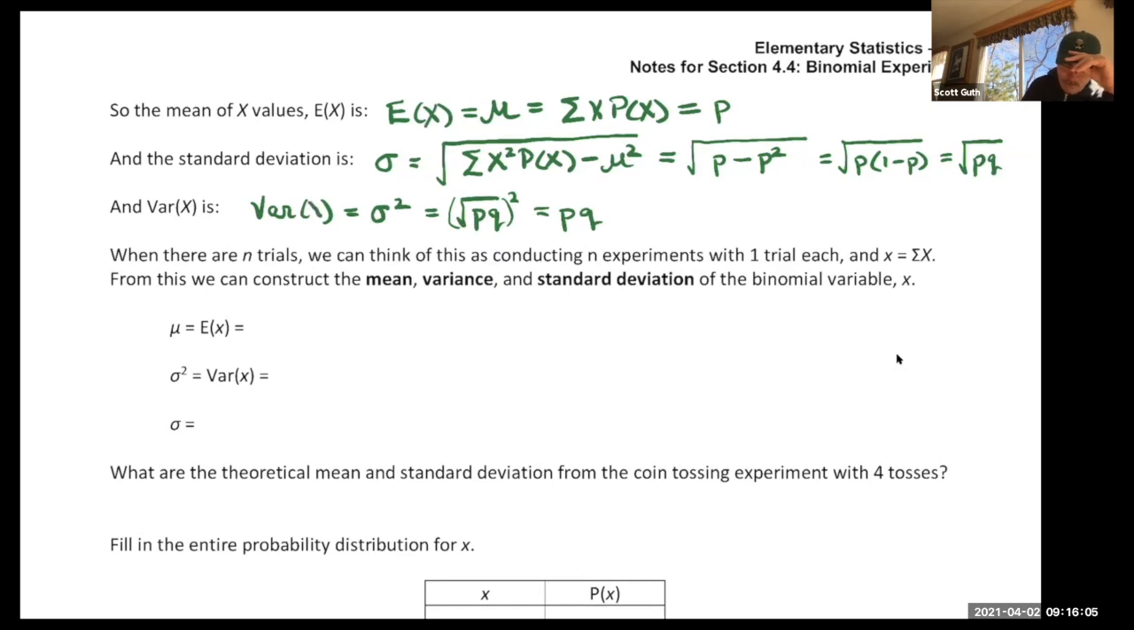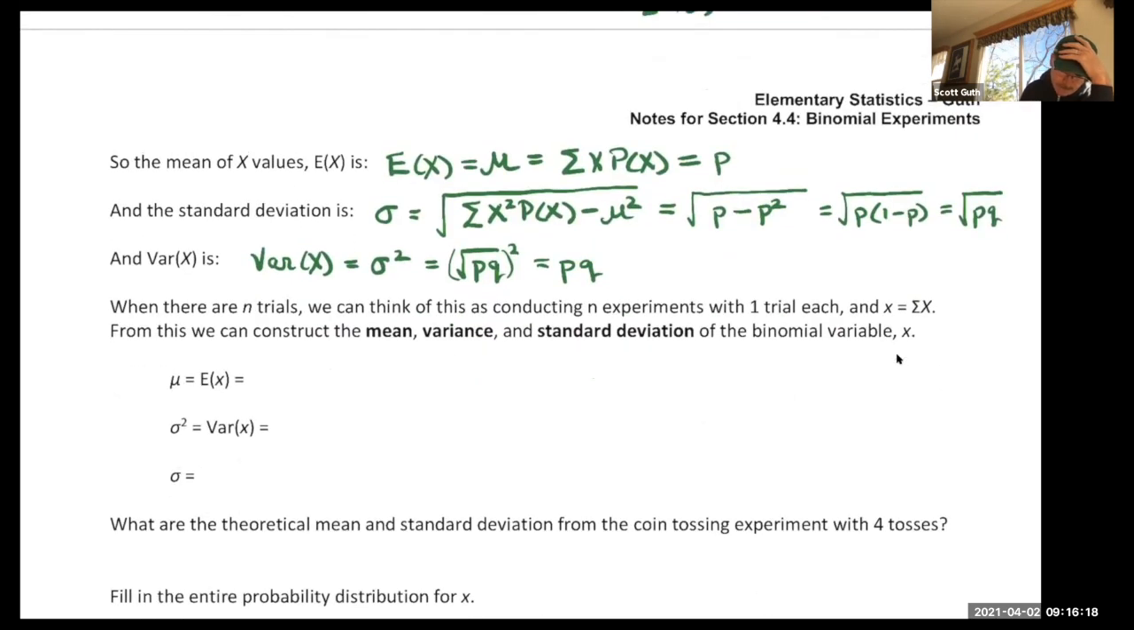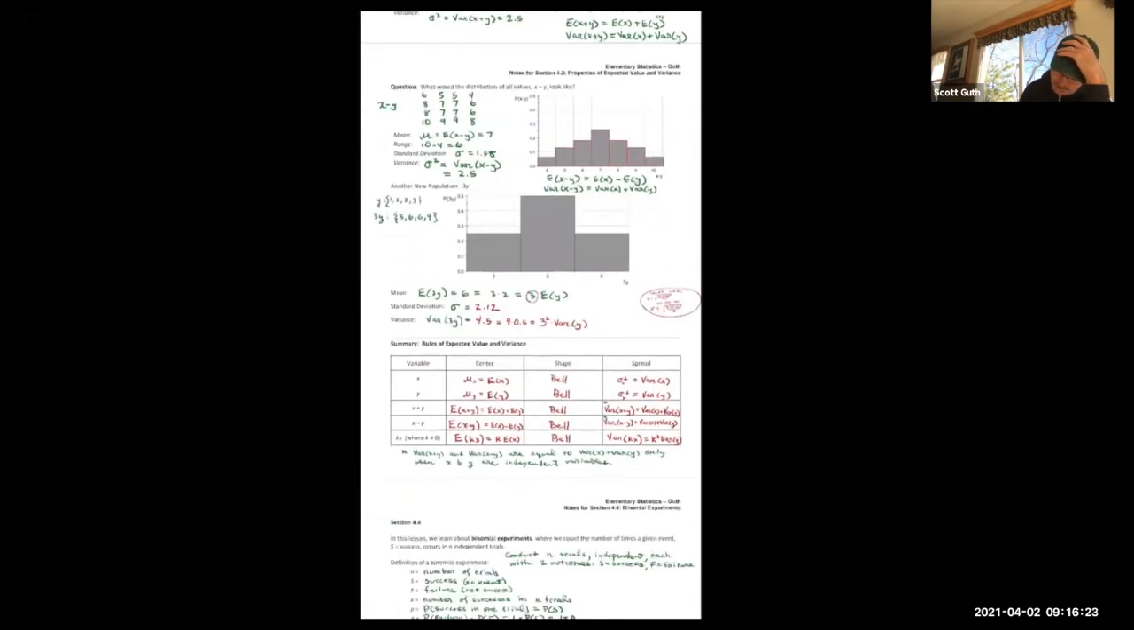Okay, we have a mean and a standard deviation from the mean. That's with 1 coin. Now, here's the thing. We have some properties from 4.2, and I'm going to zip back to those real quick. Right here.